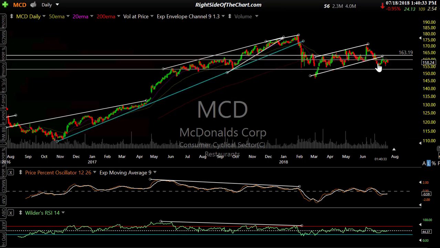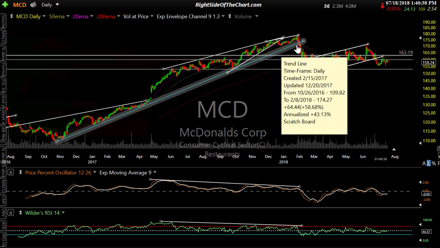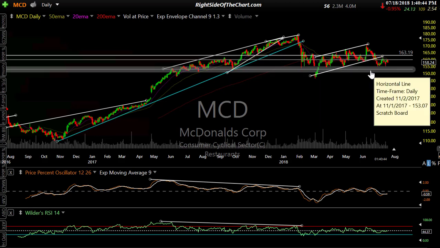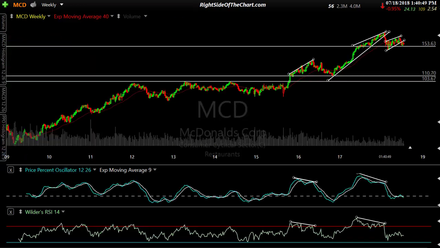McDonald's already broke below its price channel, and we broke below this trend line here. So there was our uptrend line, divergent high, breakdown, set up in this price channel, and now we broke down, back tested. This is support. This is your next sell signal, a solid break below 153.